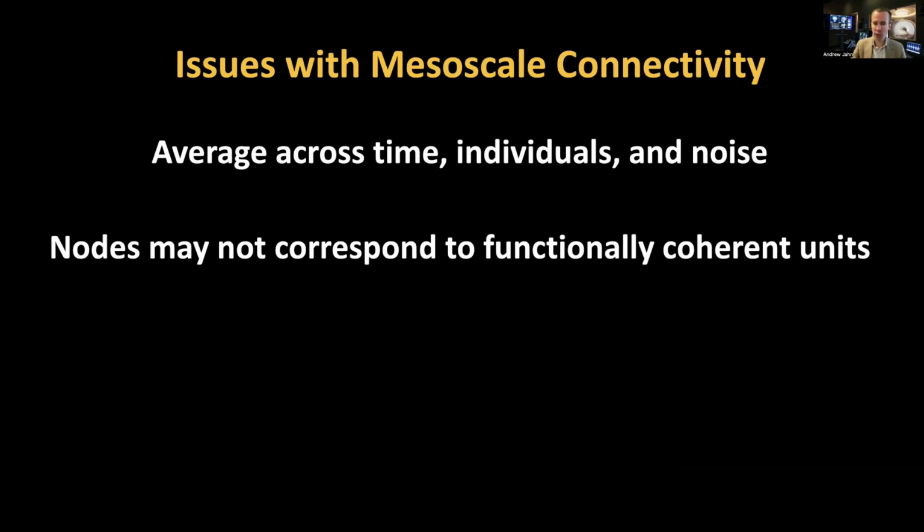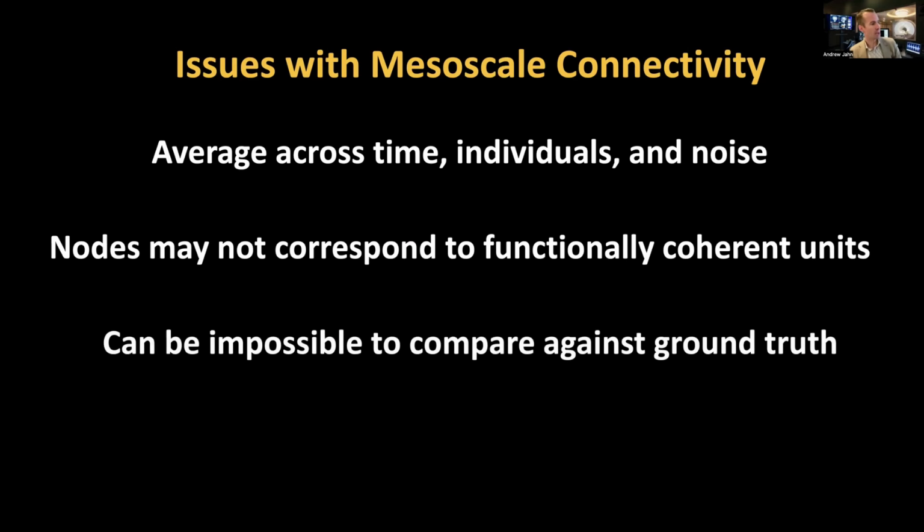The nodes themselves may not correspond to functionally coherent units. When we talk about individual neurons, it's very easy to understand what those mean. But if we start looking at a gigantic ROI that encompasses billions and billions of neurons and possibly trillions of synaptic connections, it really becomes difficult to say that this is a functionally coherent unit that just does one thing.